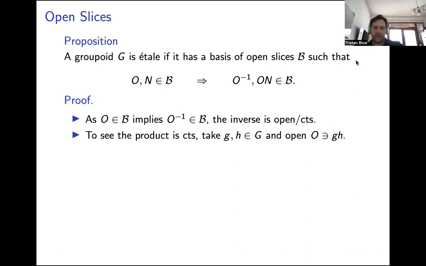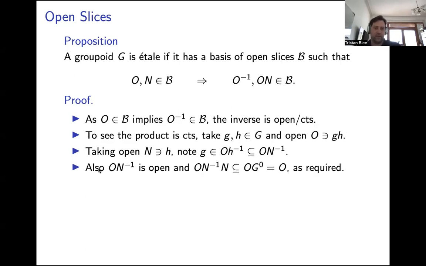Let's take two elements for which the product is actually defined, and let's look at some open set O containing the product. We want to show continuity, so we have to find an open subset containing G and an open subset containing H, such that those products still lie within O. Firstly, we can take some open N containing H, and if GH is within O, then G is within O H inverse, and if N contains H, that's definitely within O N inverse.